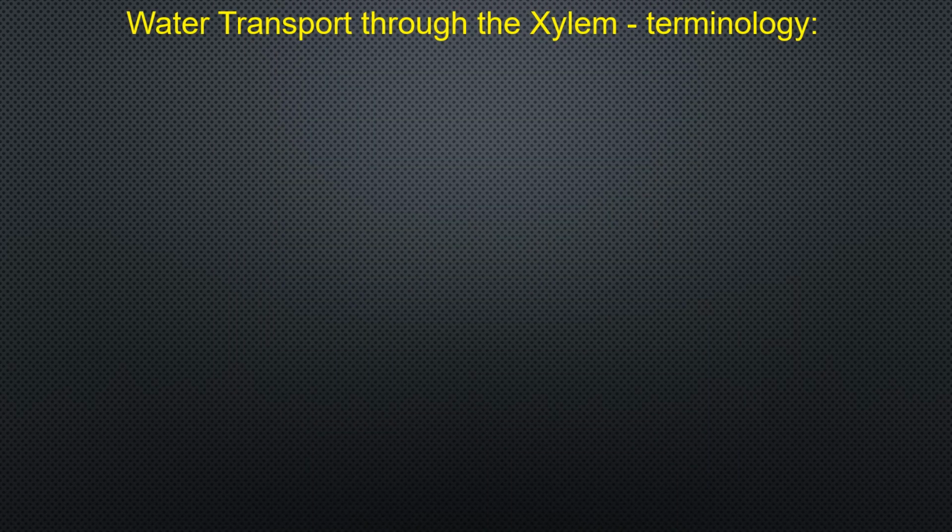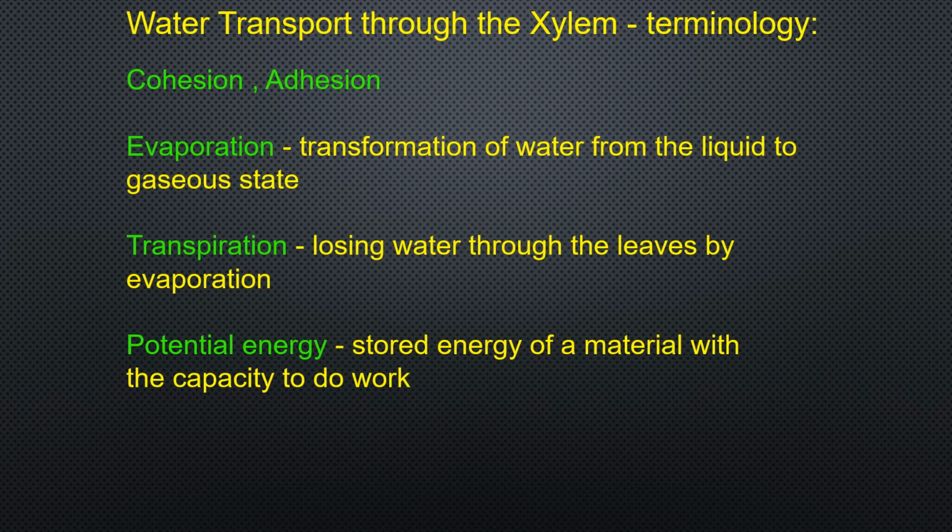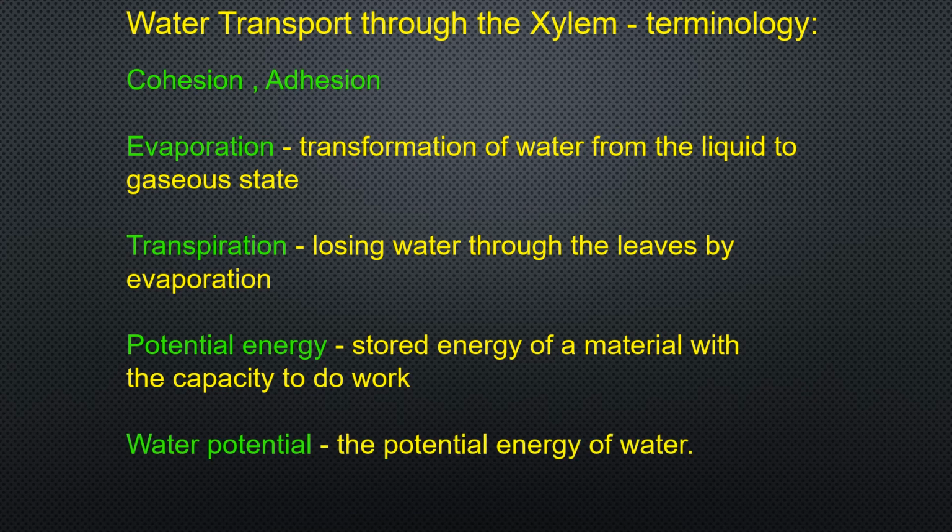So water transport through the xylem then has all of these facets that we just talked about: cohesion and adhesion, evaporation. Transpiration, again, is just evaporation through the leaves. And then it's important to understand potential energy and water potential. So potential energy, if you'll remember in your basic physics class, is just stored energy of a material with the capacity to do work. So if you think about a ball at the top of a hill, that has a lot of potential energy, and then it's released as it goes downhill, right? So water potential is the same thing, but it's the potential energy of the water.